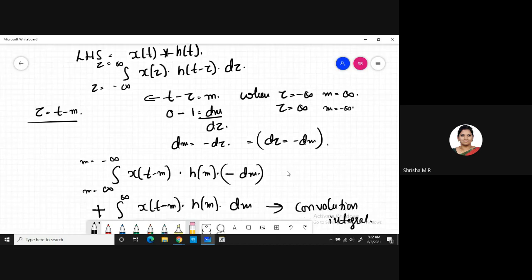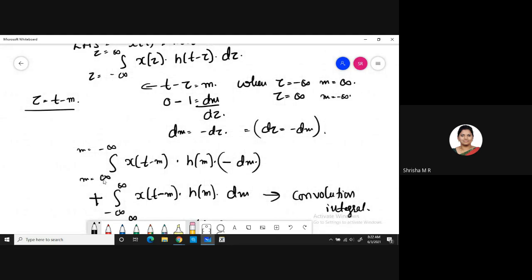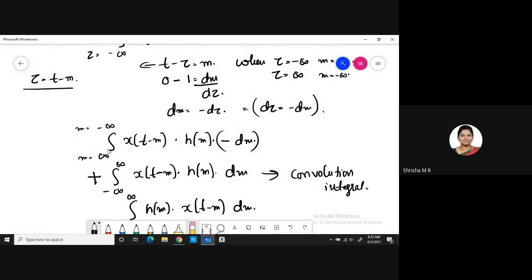Okay. So now we have got our limits: m is equal to infinity to minus infinity. x of tau is equal to x of t minus m, into h of m into minus dm. Okay. So I want to change the limits of integration, so I will have a negative sign here. That negative sign will get balanced with this negative sign, and we get positive. So integral from minus infinity to infinity x of t minus m into h of m into dm.